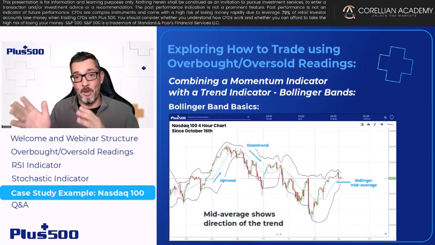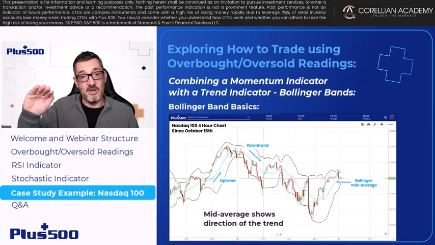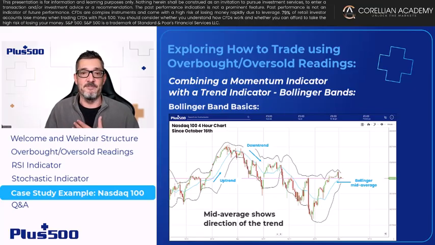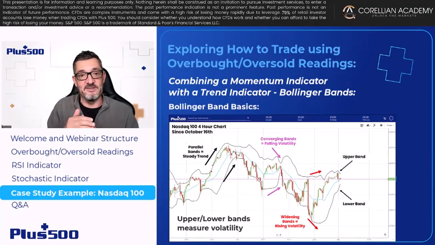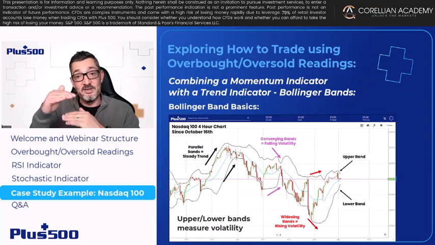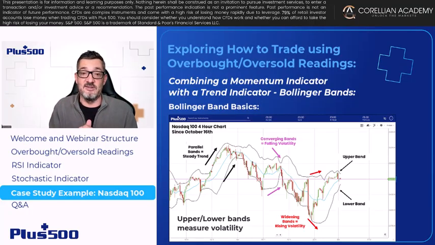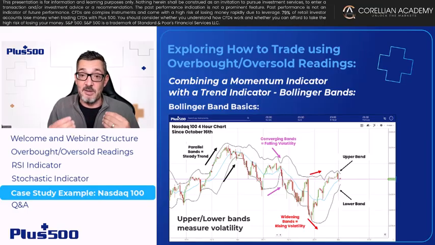Now, the mid-average, or the Bollinger mid-average, shows the direction of the trend. A rising mid-average shows an uptrend, and a falling mid-average shows a downtrend. The upper and lower, or the outer bands, measure volatility. If the bands are running parallel, that highlights a steady trend, up, down, or sideways. If the bands are converging, that suggests that volatility is falling and that consolidation is likely. And if the bands are widening, volatility is increasing in the direction of the trend that is indicated by that mid-average, often signaling a strong and stable trend.